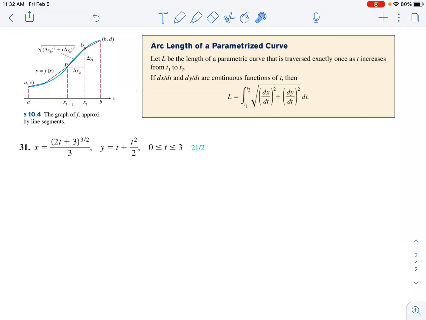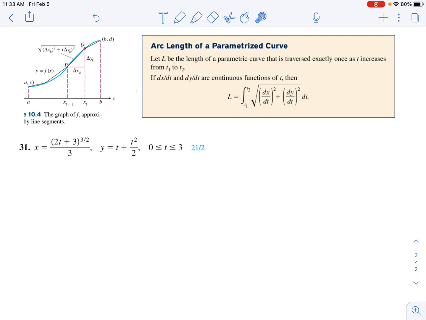Okay, now we're looking at the arc length of a parametrized curve. And we have, again, dx/dt and dy/dt. And so if we want the arc length, really looking at this graph of what a parametric curve could look like makes the most sense.